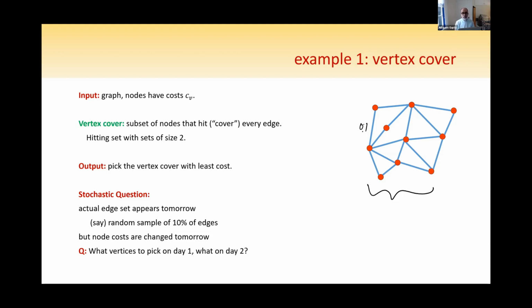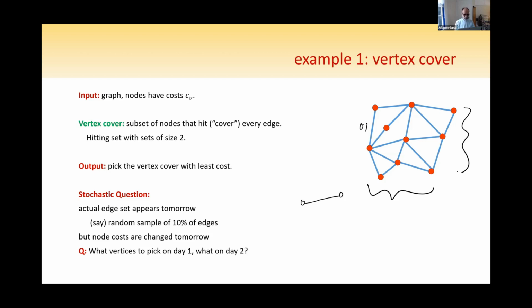But the node costs are changed. Tomorrow they're going to be higher in general. Which vertices should you choose today and which vertices should you choose tomorrow? And in fact, when you first start thinking about it, you'll ask even the single question: if there's a single edge, and you know the probability with which it will appear tomorrow, should you buy today or should you buy tomorrow? And you can see this is a simple calculation, but once it becomes a graph with more combinatorial structure, it's not completely clear how to approach this.